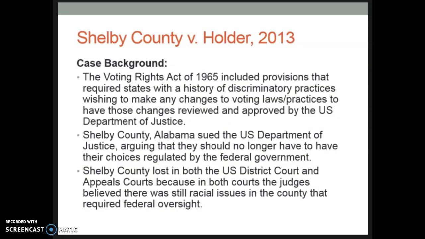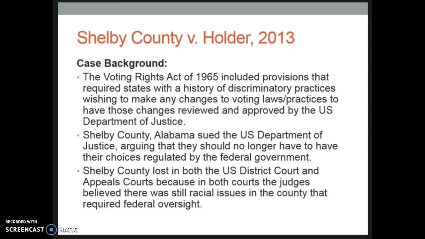All right, the last case that we're going to talk about on page 15 is a pretty recent case. It's Shelby County versus Holder. This case is from 2013. Again, if you need to pause it for people to read and write, please do so. I'm going to talk pretty fast, but you have the ability to pause me and make me be quiet. So do that if you need to.